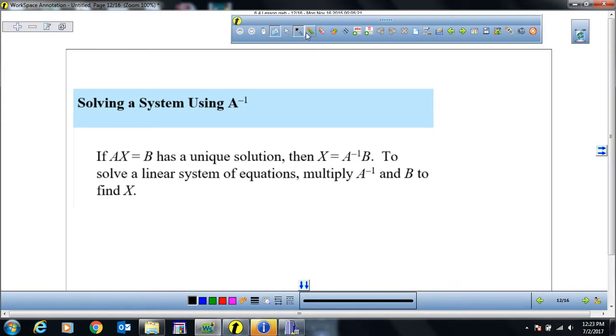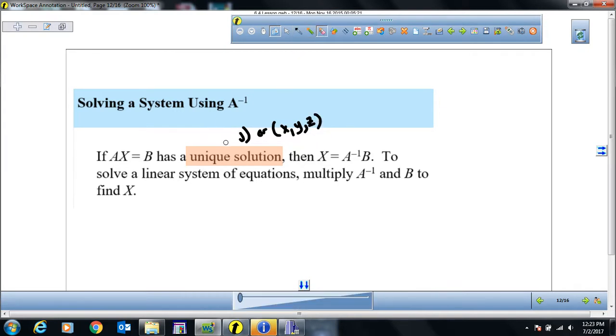Make sure that that's very important. What does it mean that AX equals B has a unique solution? That whatever system of equations you're trying to solve has only one solution, meaning one ordered pair or ordered triple. So just one solution. Okay, that's what the solution should be.